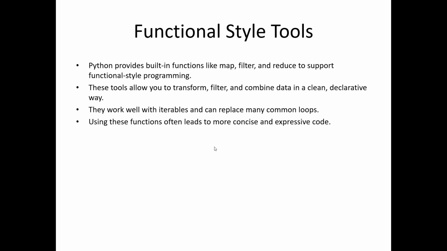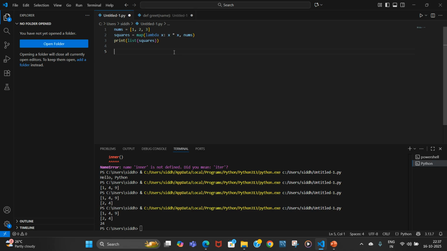So, what is a map function? Map is used to apply a function to every element in an iterable. It takes two arguments, a function and an iterable, and it returns an iterator. You can convert the result to a list if you want to see it immediately. So let's run some code to understand this.